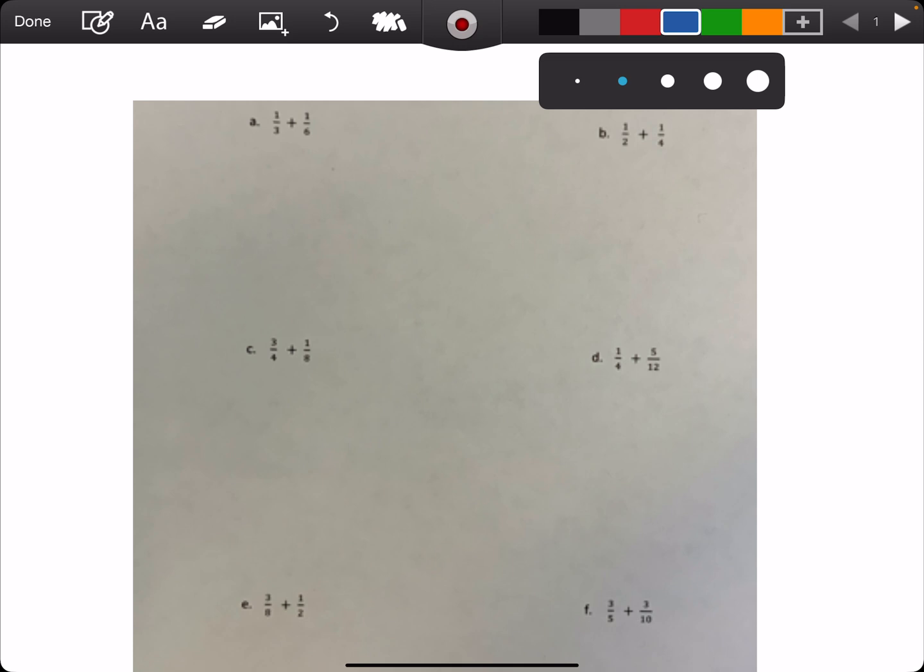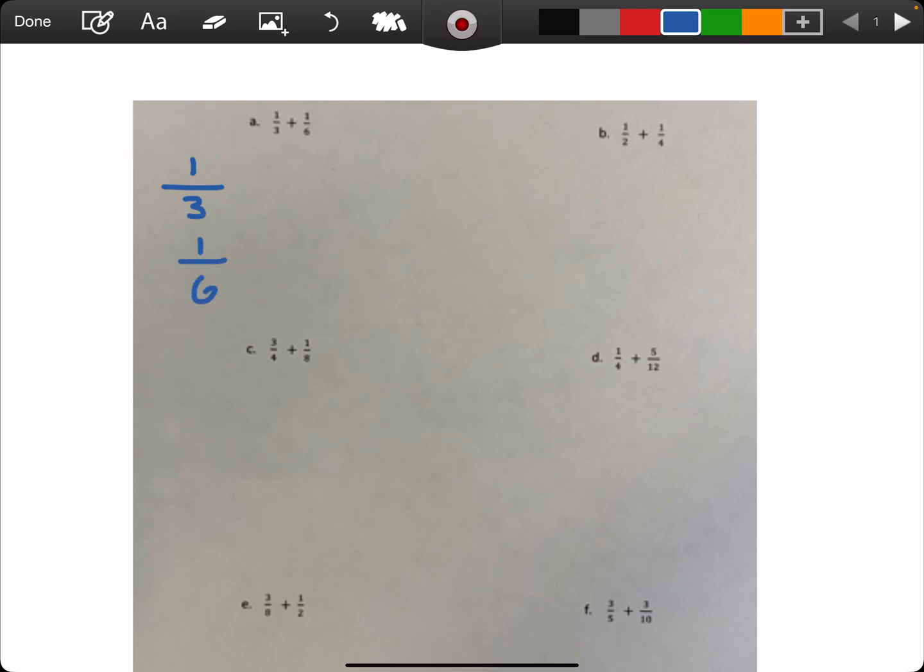So 1/3 plus 3/6. If you're having trouble and you need to write it vertically, up and down, you could rewrite it like this, 1/3 and 3/6. Now, the question is, what denominator can I put that is common between the two? To find a common denominator, you need to find the least common multiple. So if we look at 3 and 6, we want to find a common multiple here.